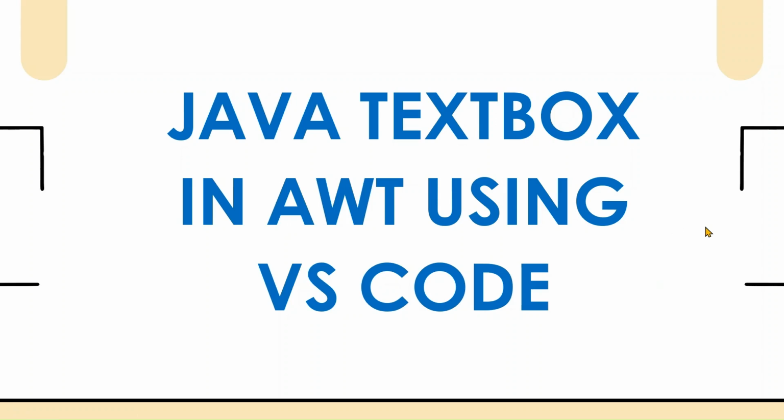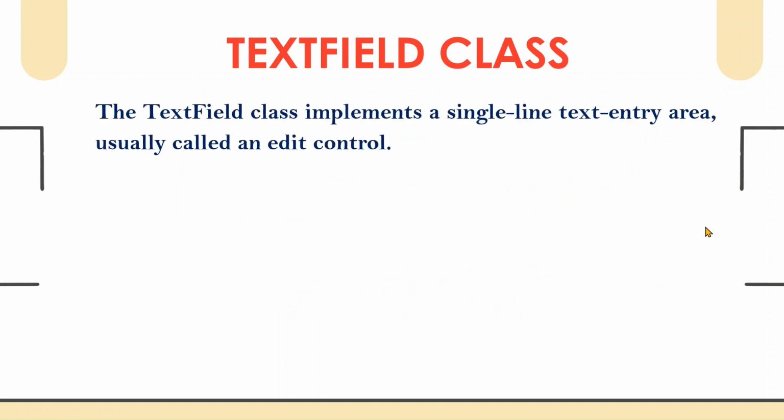Today I will teach you how to create a text box in Java AWT using Visual Studio Code. You have a TextField class in order to create a text box in Java AWT. The TextField class implements a single line text entry area, usually called an edit control.